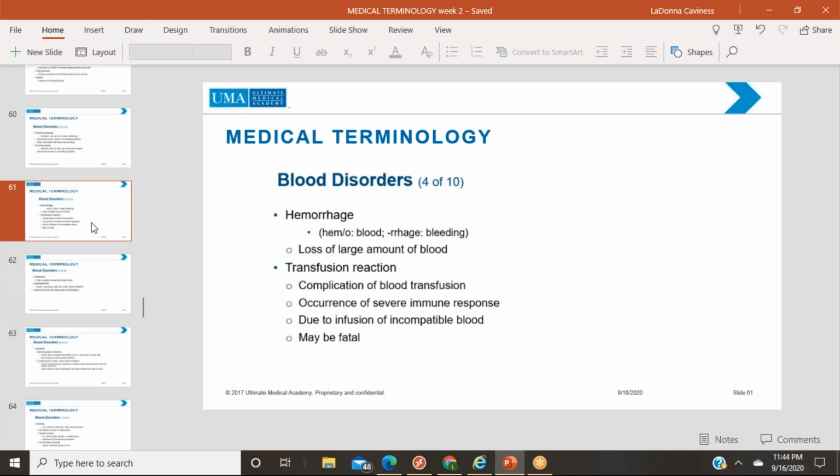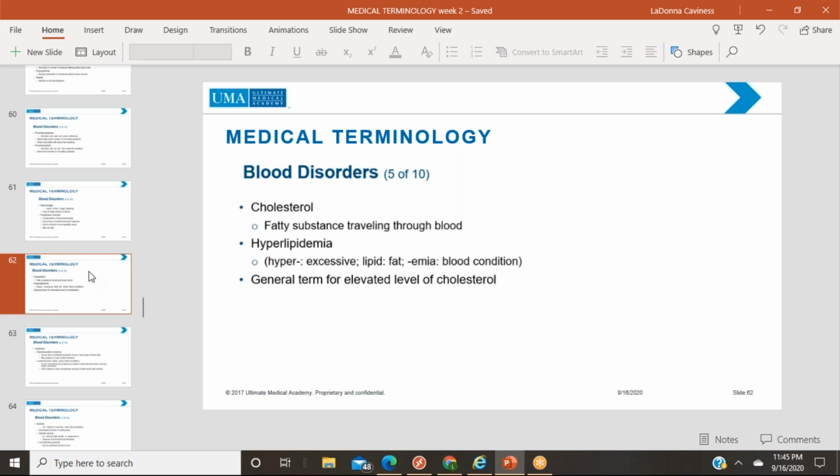Hemorrhage. Hemo means blood, and rrhage is bleeding, loss of large amount of blood. Transfusion reaction, complication of blood transfusion, occurrence of severe immune response due to infusion of incompatible blood, may be fatal. Cholesterol, fatty substance traveling through the blood. Hyperlipidemia, hyper, excessive, lipid, fat, emia, blood condition, general term for elevated level of cholesterol.